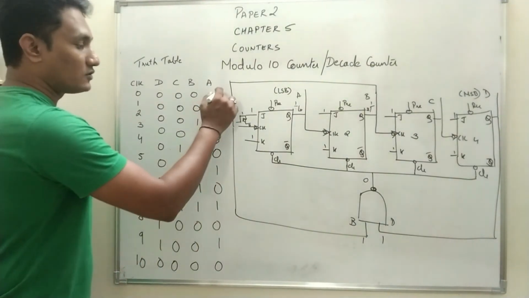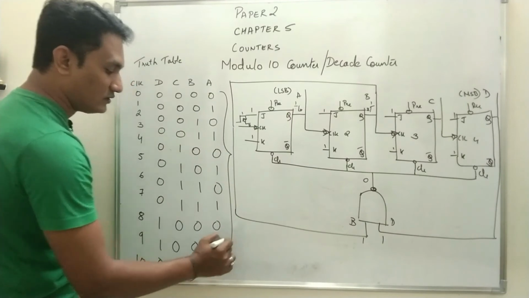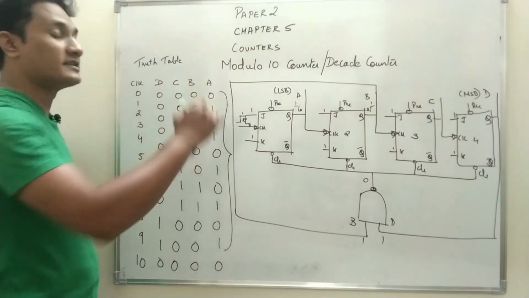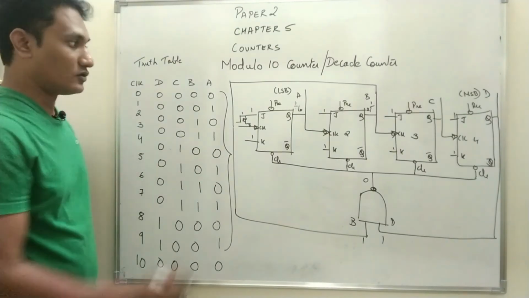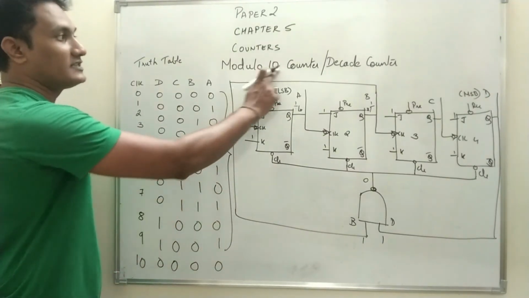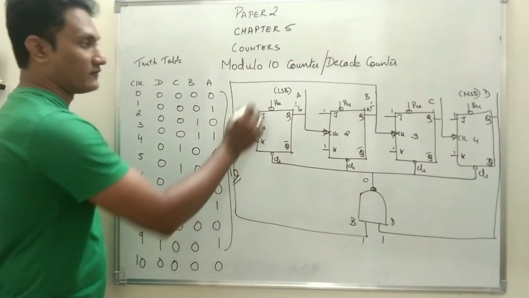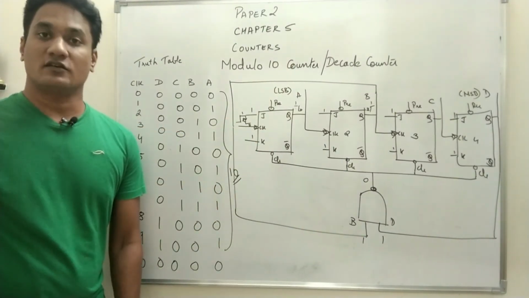That means what is the total count? It is counting from 0 to 9, and at the end of the 10th clock pulse it is going back to its initial condition. So the total number of discrete states here is 10, 0 to 9, 10 discrete states. Therefore it is called a modulo 10 counter.